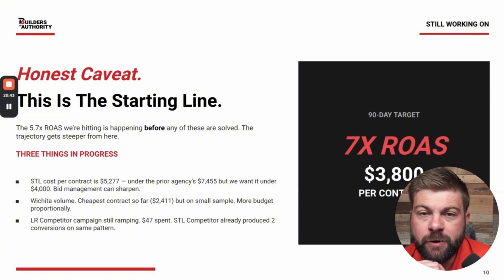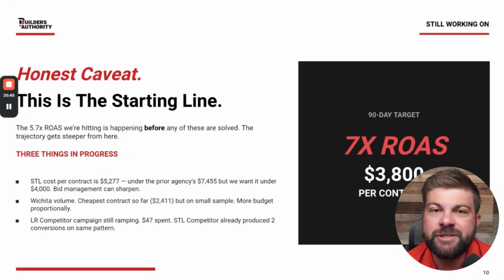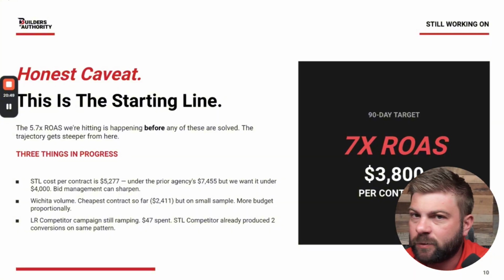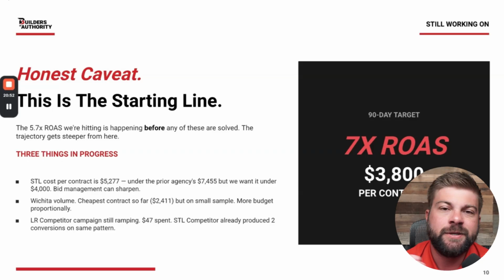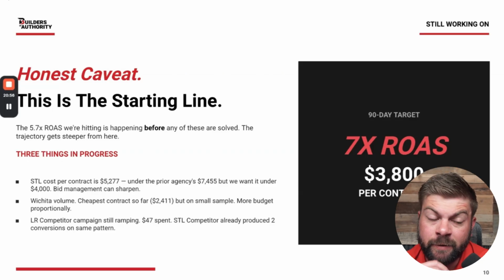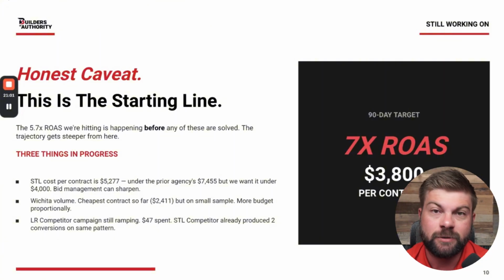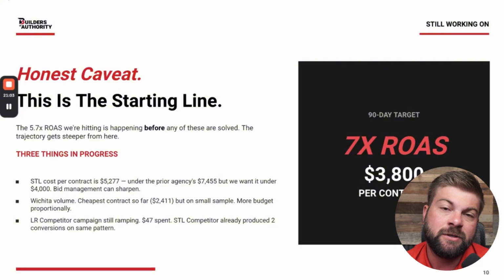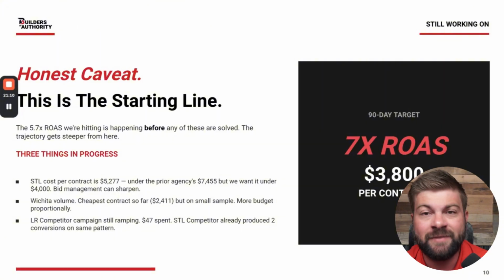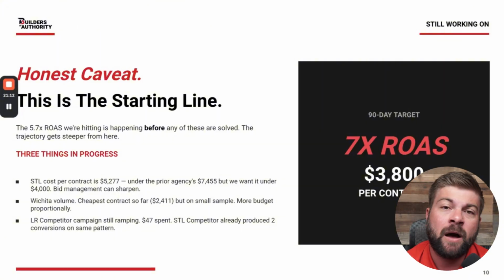Now, I want to be straight with you because most YouTube agency videos lie about a lot of things, or they'll lie about this part. There are some things that we're still working on 2.5 weeks into this campaign. One, St. Louis is our most expensive market right now. It's the most competitive market, and it's the one that we're spending the most dollars on because there's so much competition. We're at $5,277 per contract there. Still cheaper than the prior agency's $7,455 historical contract cost. Now, we want this under $4,000, and we will get there.